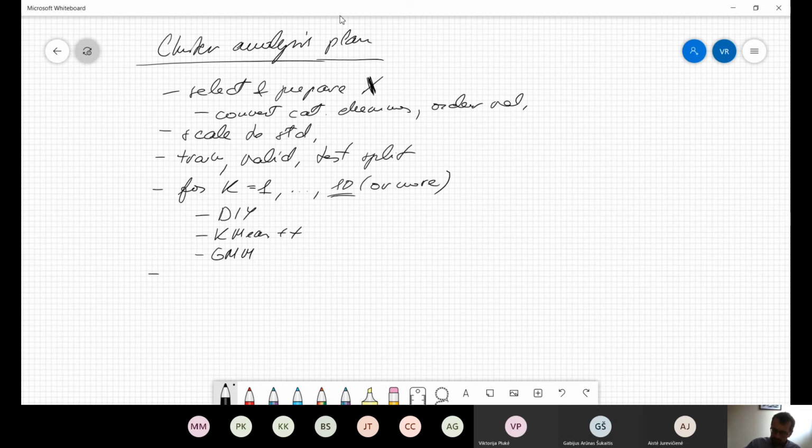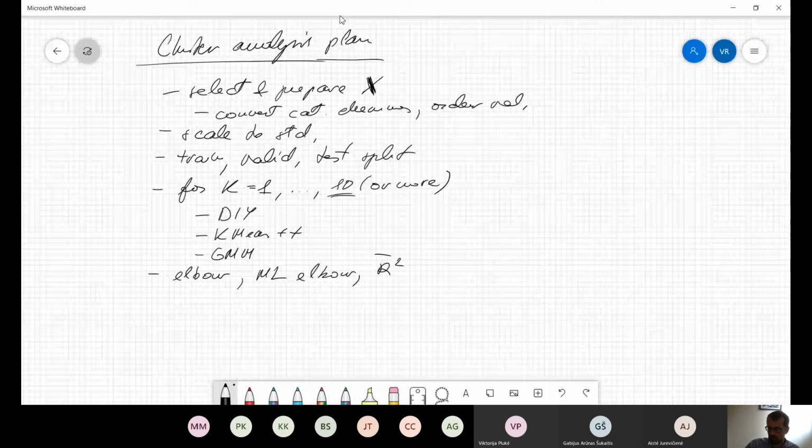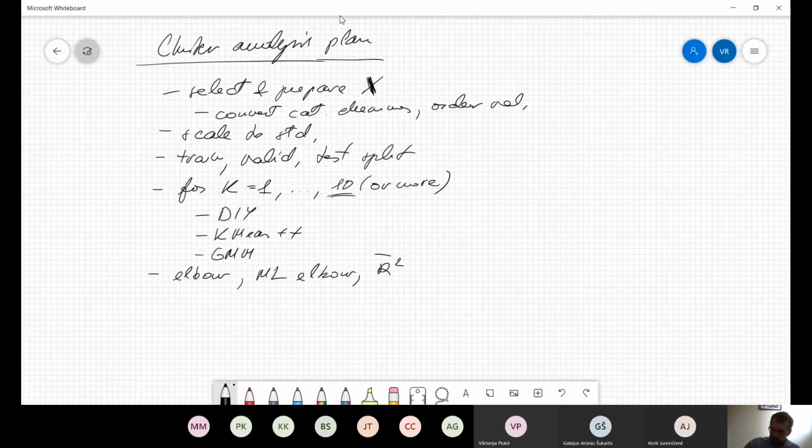You can then use the elbow method to choose, either the elbow method or the R² adjusted, to choose the right K. Then obviously you can use the silhouette coefficient and plot to interpret. Then you can do the interpretation.